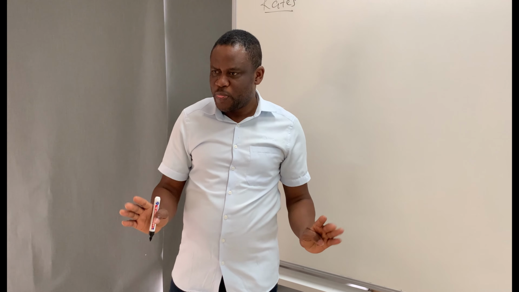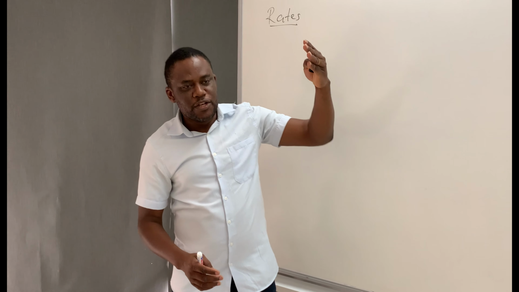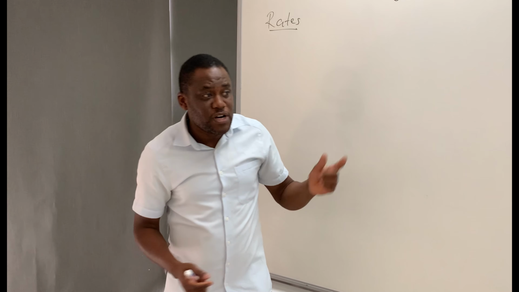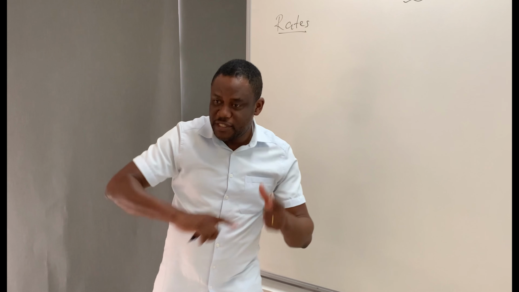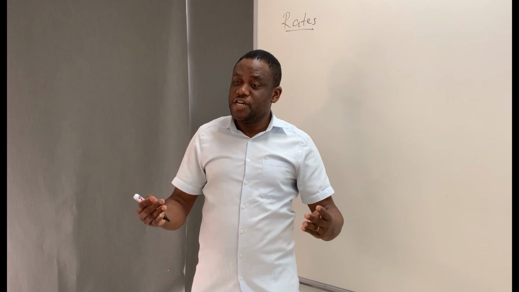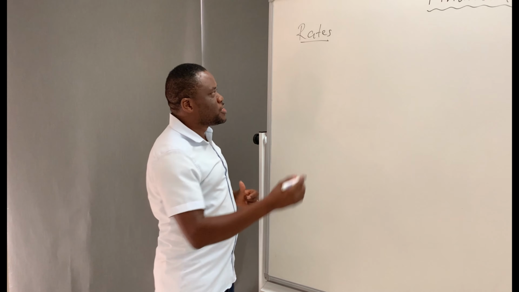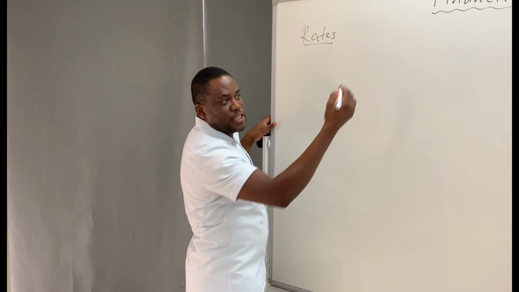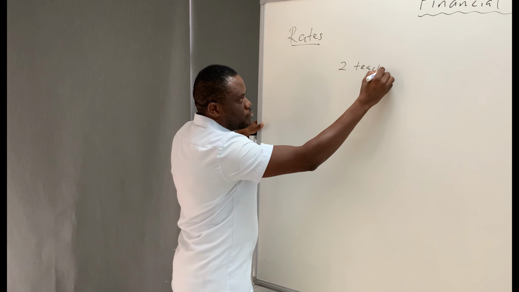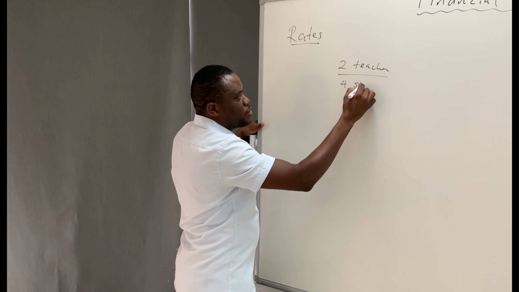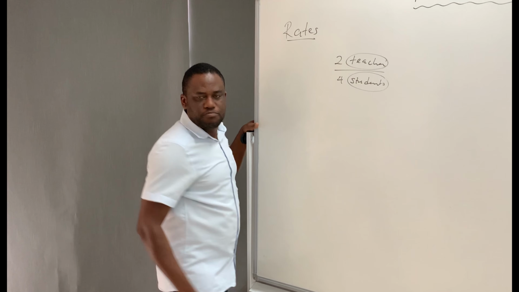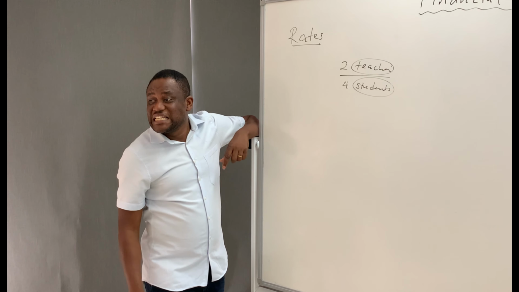Pretty simple. When we are dealing with ratio, we said the units in the numerator must be the same as the units in the denominator. But under rates, no. It's reversed in this case. The units in the numerator are not the same as the units in the denominator. A good example is, let's say, teachers to students. So let's say 2 teachers to 4 students. You see, their units are not the same. And that is what makes it a rate.